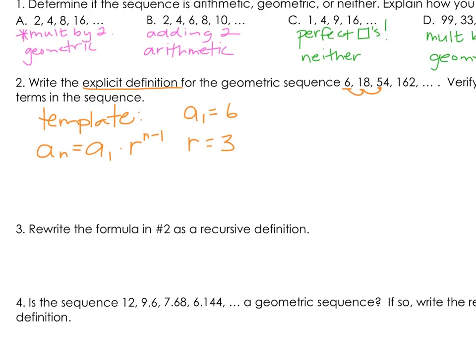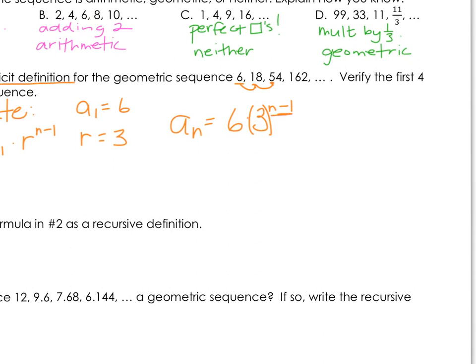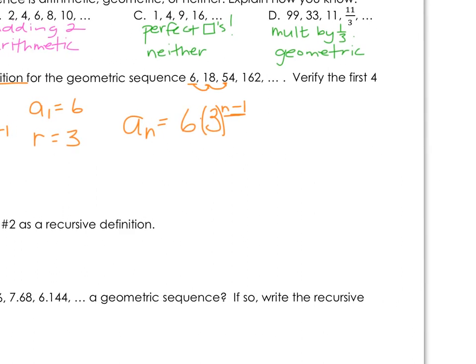Our formula then, we're almost done, is just a sub n equals 6 times 3 to the n minus 1 power. But anytime we have this exponential formula, we have to be careful. Remember, we're not going to multiply the 6 and the 3 to get 18. Order of operations, this part would be by itself with that exponent. All right, so let's see how that works with verifying the first 2 terms. It says 4. Let's cross off 4. We'll do 2. That should be enough.